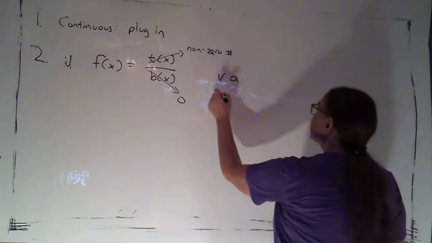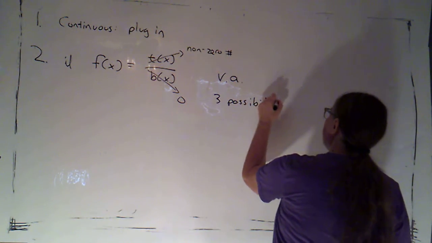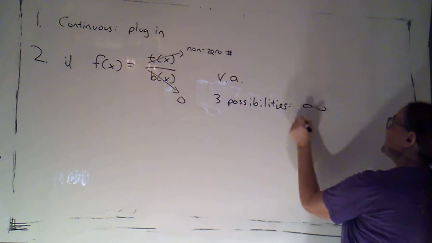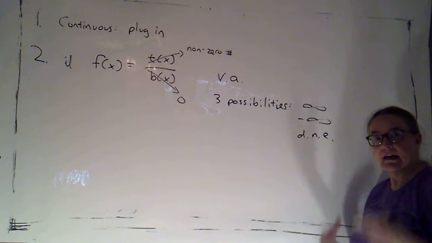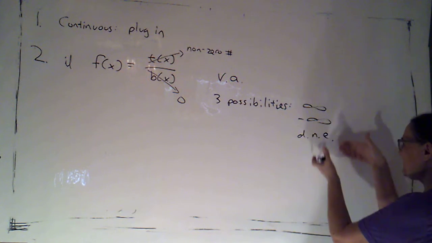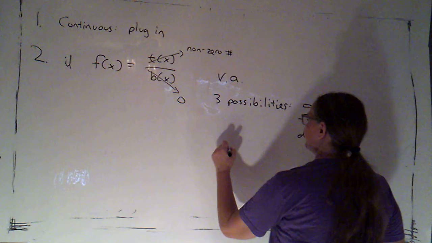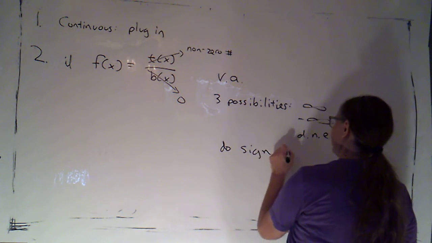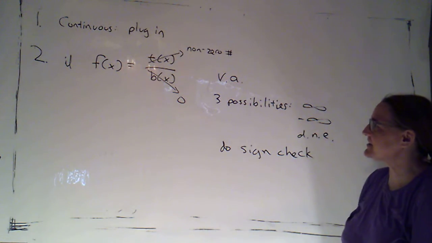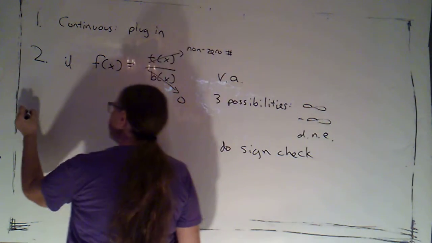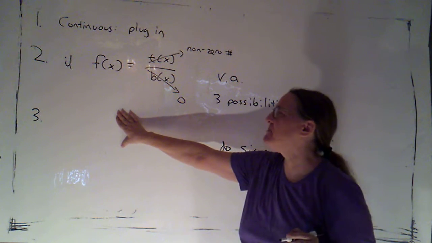Okay, so that tells me there are three possibilities for the limit. It could be infinity, negative infinity, or does not exist. To determine which of these possibilities we have, we do a sign check. Okay, excellent. Now, the third method, and this is what we're going to spend most of our time on here.